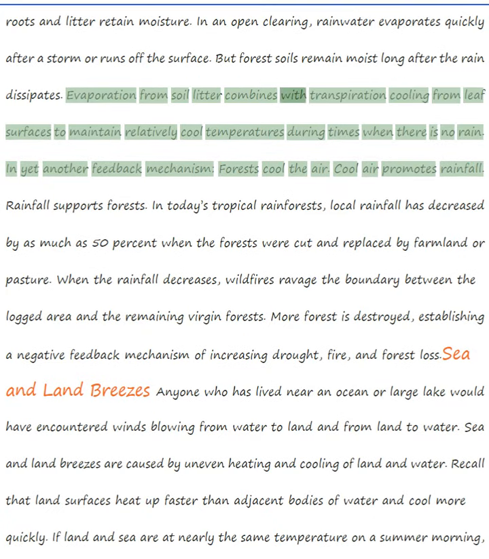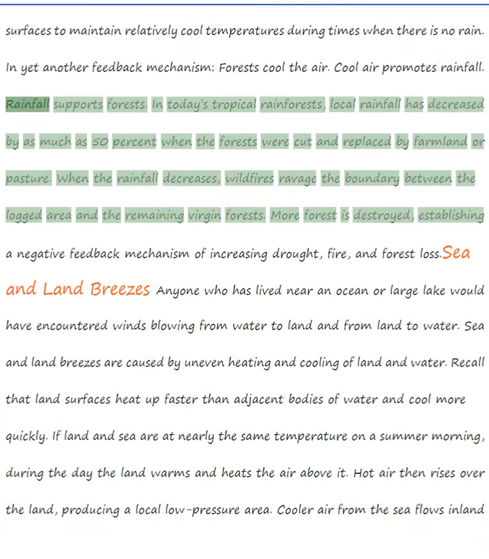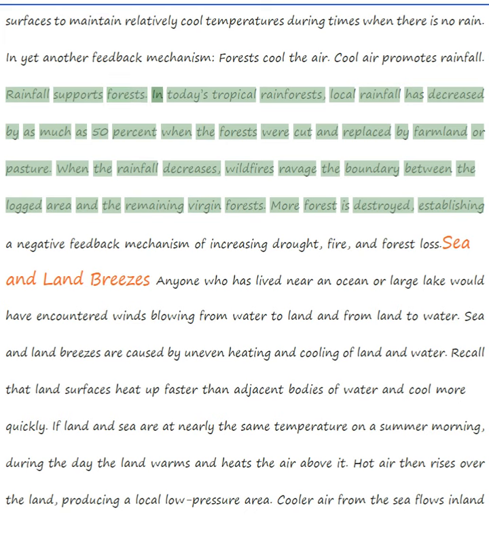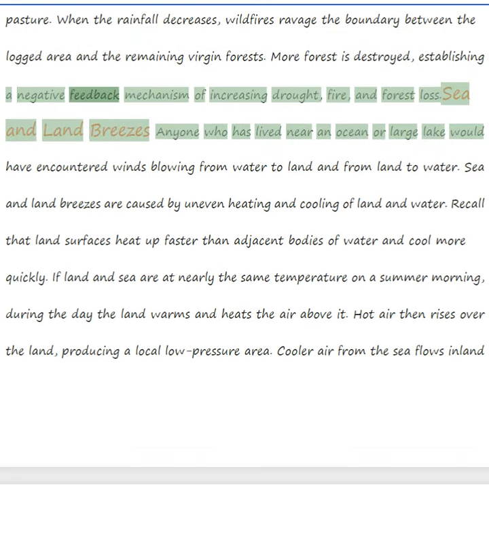Evaporation from soil litter combines with transpiration cooling from leaf surfaces to maintain relatively cool temperatures during times when there is no rain. In yet another feedback mechanism, forests cool the air. Cool air promotes rainfall. Rainfall supports forests. In today's tropical rainforests, local rainfall has decreased by as much as 50% when the forests were cut and replaced by farmland or pasture. When the rainfall decreases, wildfires ravage the boundary between the logged area and the remaining virgin forests. More forest is destroyed, establishing a negative feedback mechanism of increasing drought, fire, and forest loss.